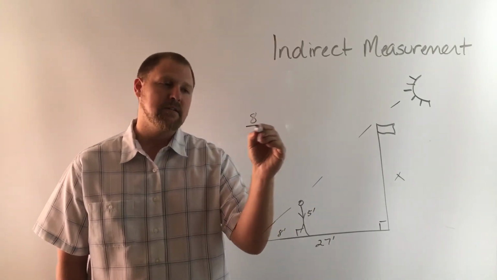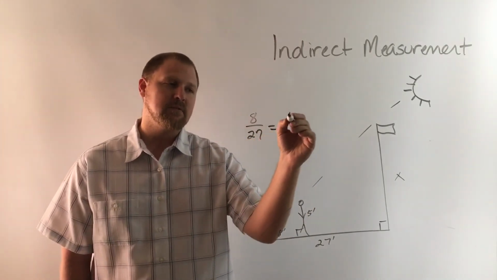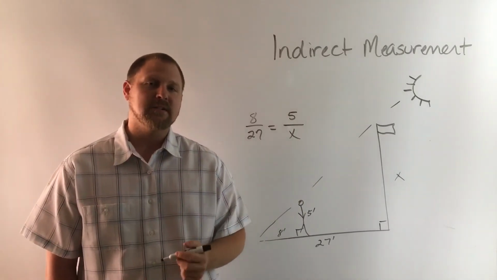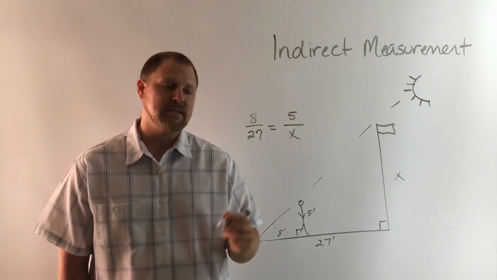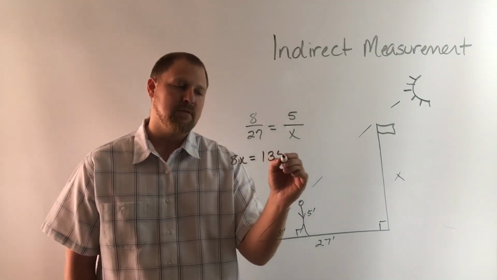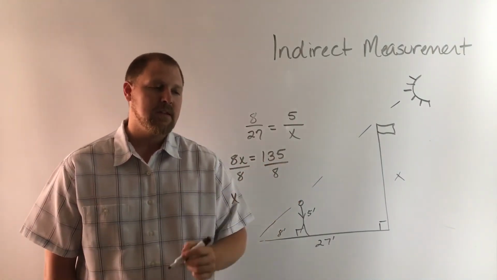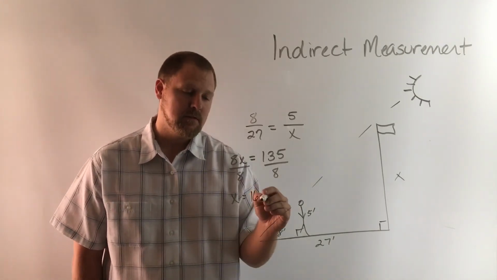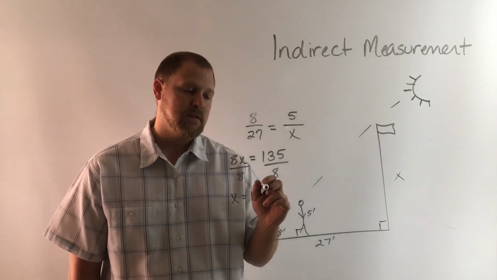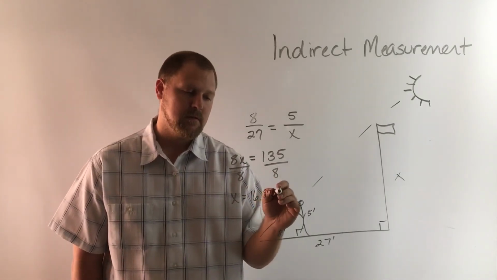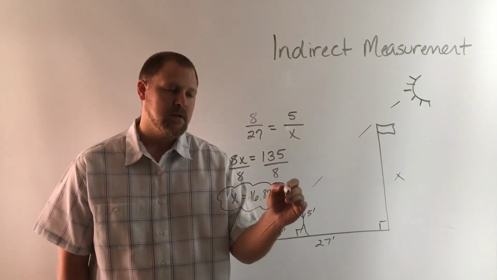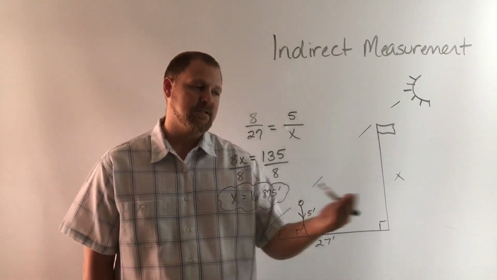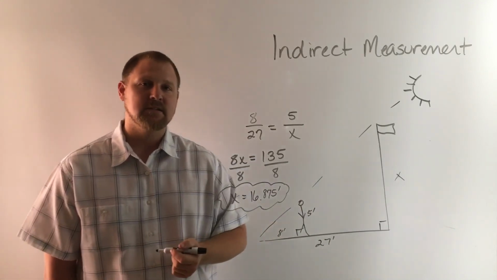We have 8 to 27 is equal to 5 over x. And then we can find the cross products and then calculate the value of x. It will be 16.875 feet. This allows us to indirectly measure the height of this telephone pole.